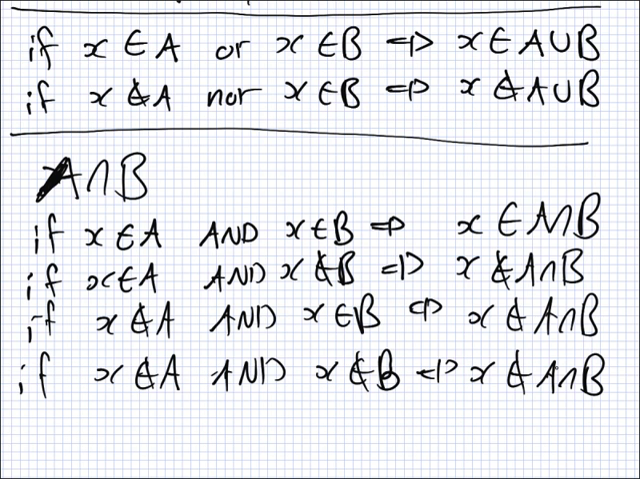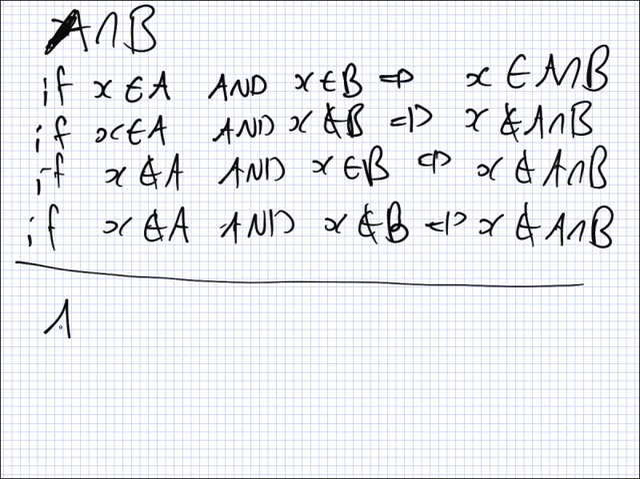So, I'll give you an example of these. Is it like the P and Q thing? Which P and Q thing is that now? Okay.